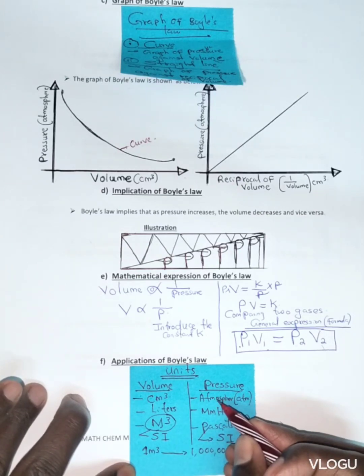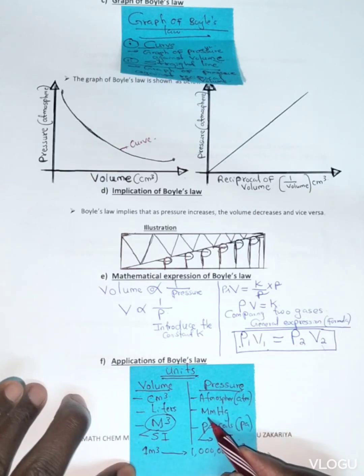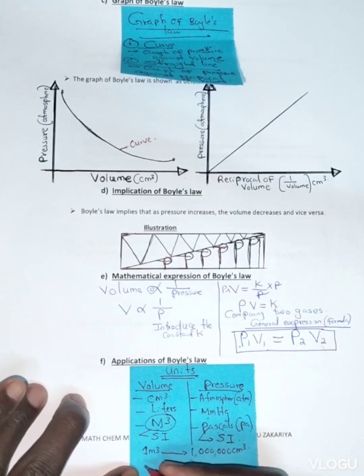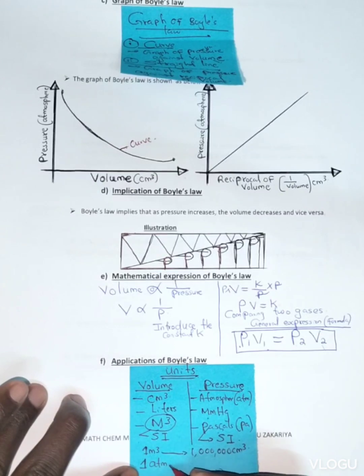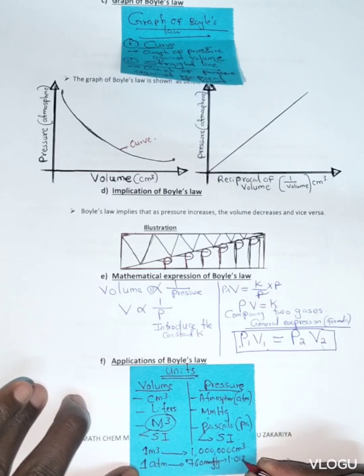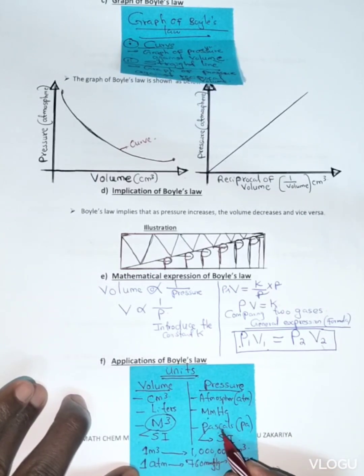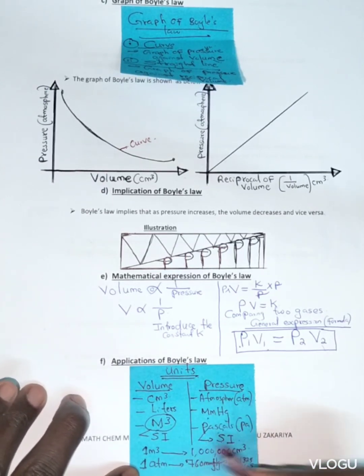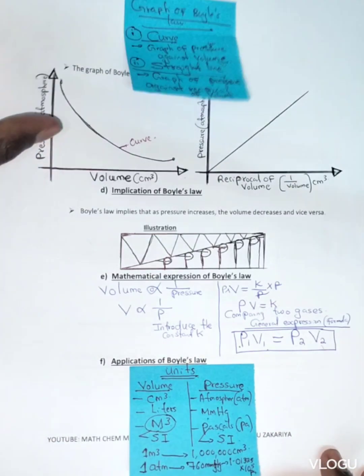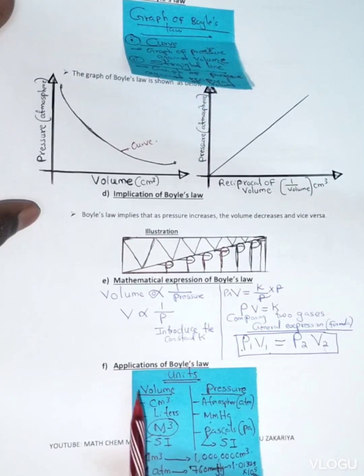Now the combination of the units of pressure. We have atmosphere, millimeter mercury, and Pascal. For pressure, we normally say 1 atmosphere is equal to 760 millimeter mercury, which is also equal to 1.01325 times 10 power 5 Pascal. So if the question asks you to change the pressure to SI unit, the SI unit for pressure is Pascal. So if you have atmosphere, 1 atmosphere is equal to this, 760 millimeter mercury is equal to this Pascal. And these are the important units that we have in Boyle's law, both for volume and pressure. That is now the application of Boyle's law.